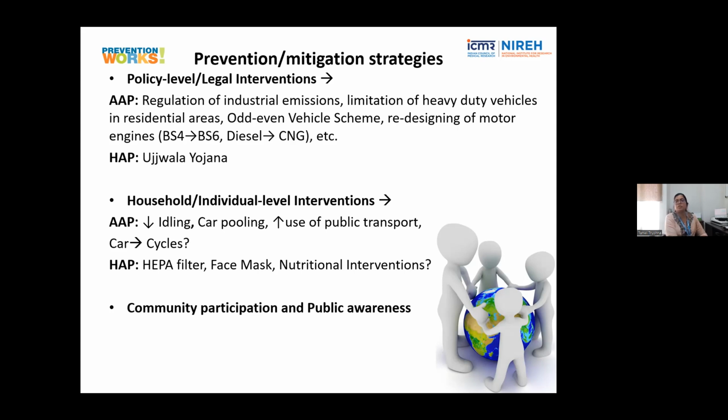Recently, there was a systematic review which looked at how individual level interventions can lead to reduced effect of air pollution. They looked at use of face masks, which has become more common after COVID-19, use of household air pollution filters like HEPA filters, and then increasing use of public transport, reducing idling of vehicles at traffic junctions, carpooling, and shifting to greener modes of travel.